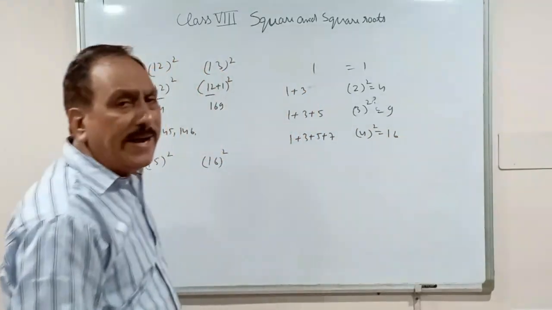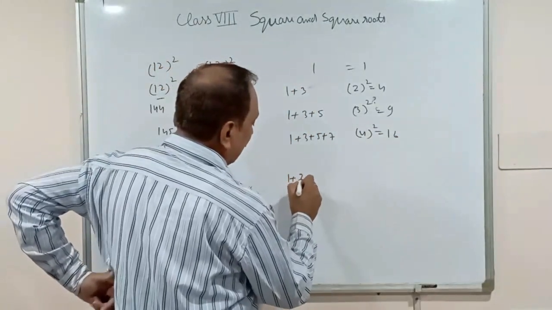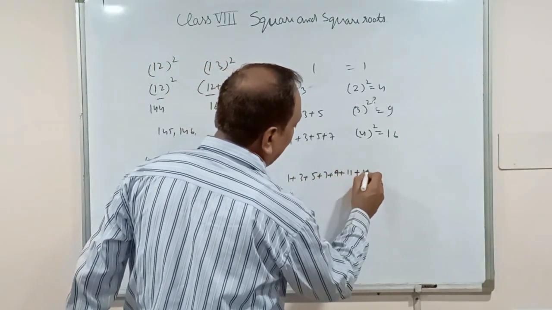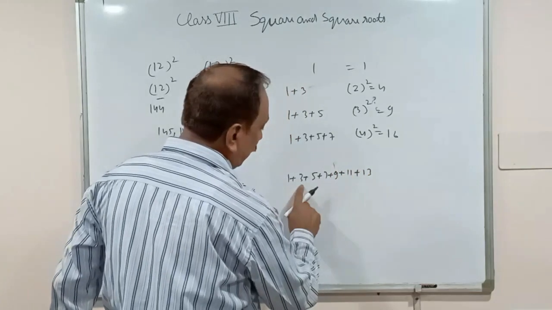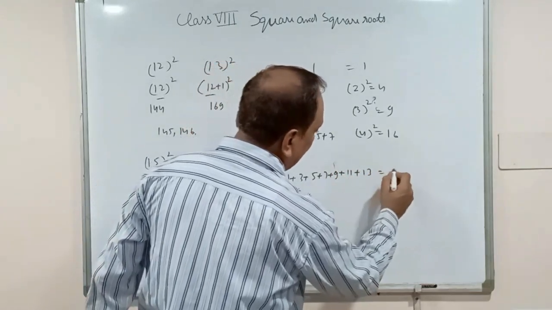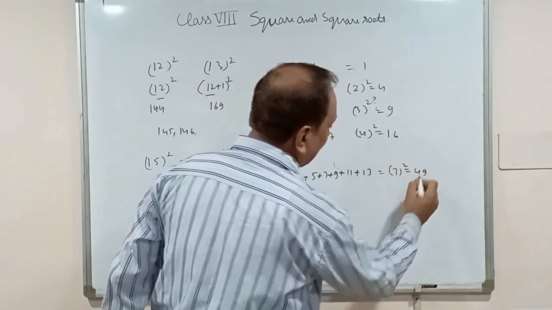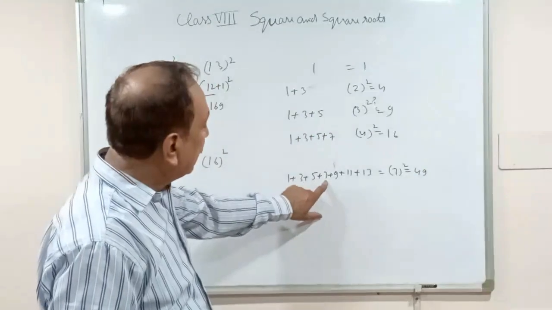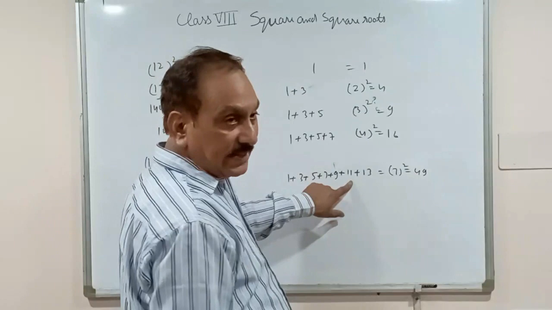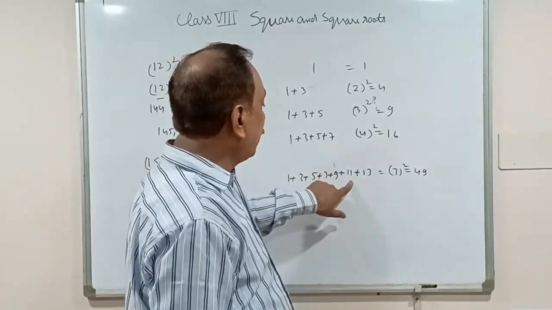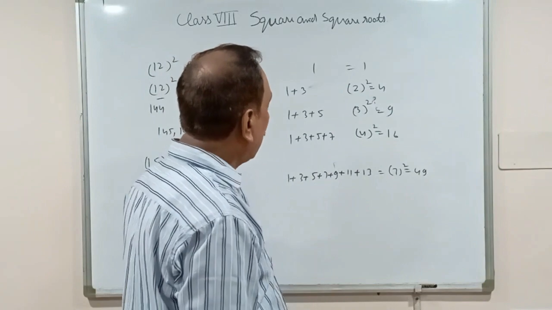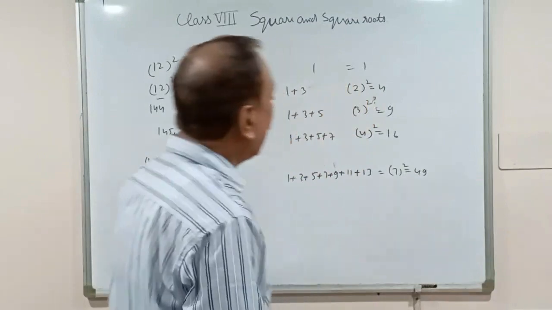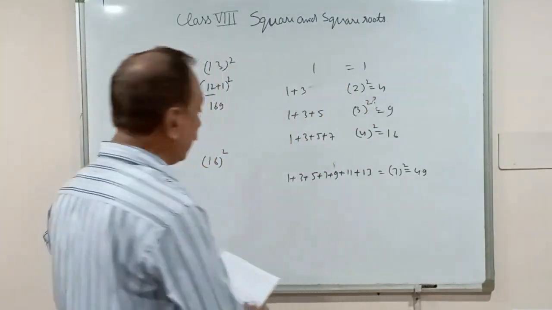You have to check. We will take many numbers. Let me take 1 plus 3 plus 5 plus 7 plus 9, 11 plus 13. 1, 2, 3, 4, 5, 6, 7. 7 square. This is 49. Check कर लेते हैं इसको. 3 plus 1 is 4, plus 5 is 9. 9 plus 7 is 16. 16 plus 9 is 25... 23 plus 11, 34. Then 13. When we add all the numbers, this is 49. Simple. There are very important properties of this.